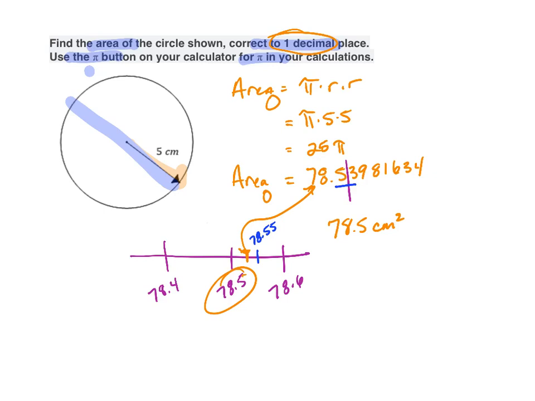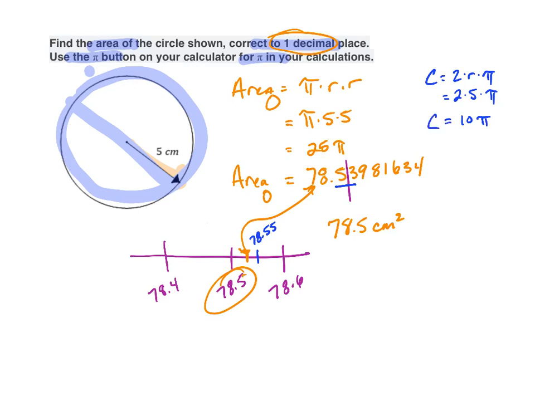Okay. Now, if we were calculating the circumference, in other words, we wanted to know the measure around the shape, then circumference is 2 times the radius times pi, which means we'd have 2 times 5 times pi, which means we'd have 10 times pi, which means we'd have 31.4 centimeters. Now that was for the circumference. That's different than what we came up with for the area.